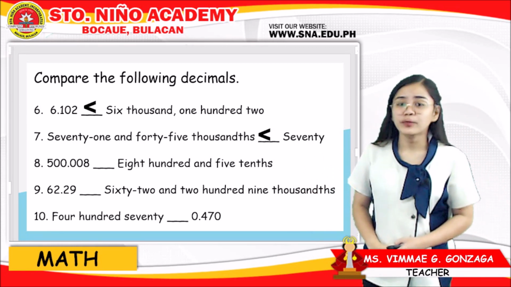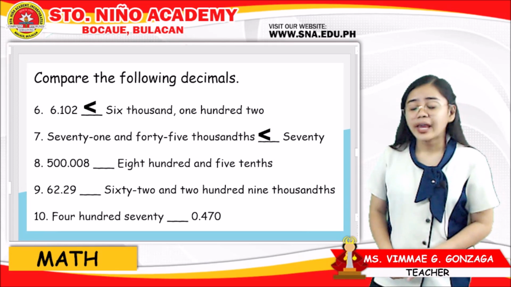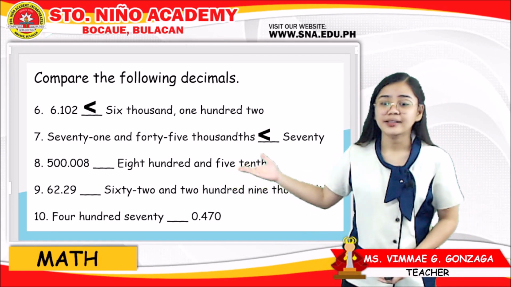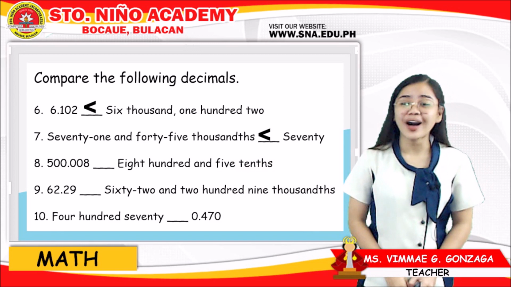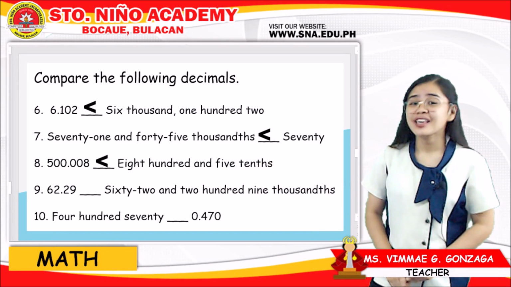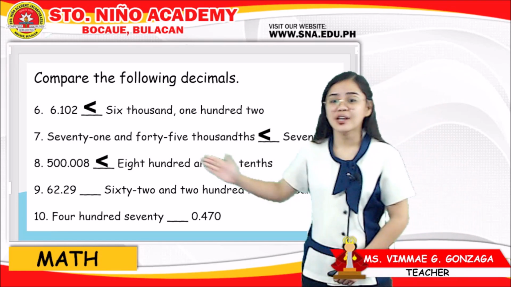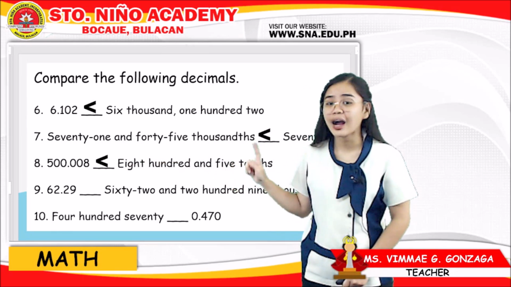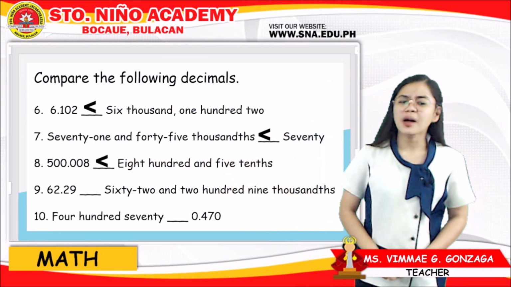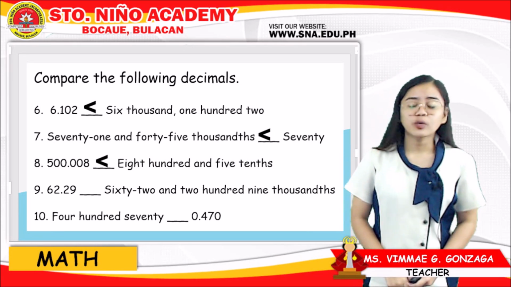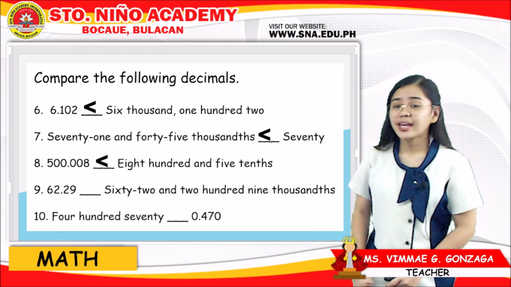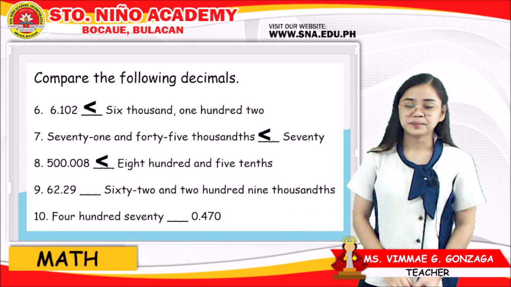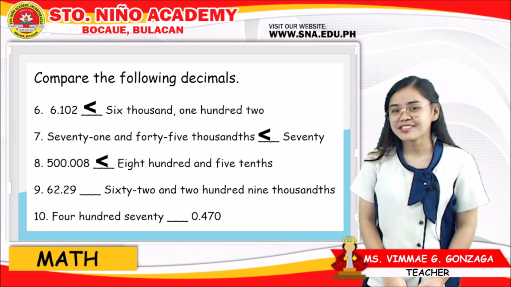Next, number 8. We have here 508 thousandths and 805 tenths. Greater than, less than, or equal? Very good. That is less than. Okay? Kasi doon pa lang sa una, 500. Tapos dito naman ay 800. Parehas po sila decimal number. Next, number 9. 62 and 29 hundredths. And then, 62 and 209 thousandths. Greater than or less than?